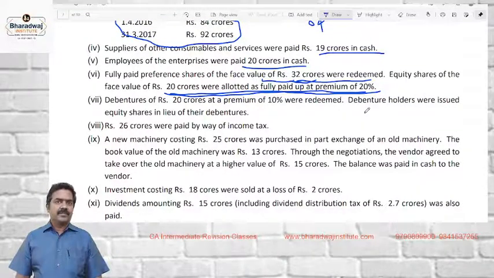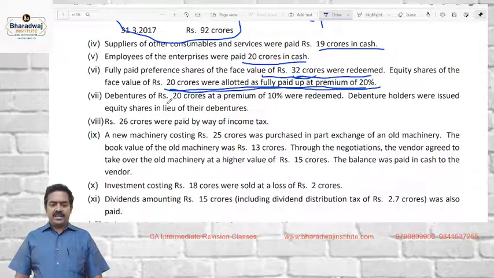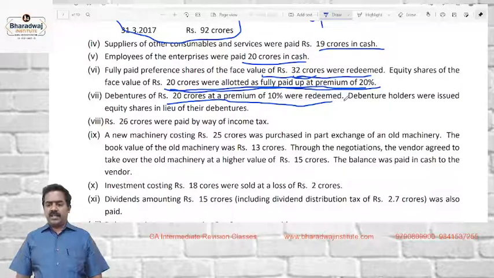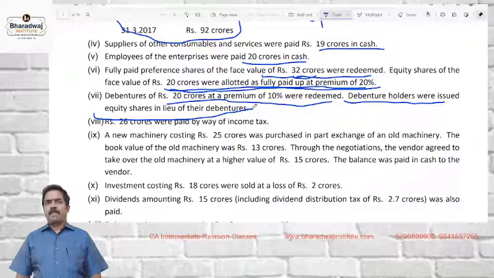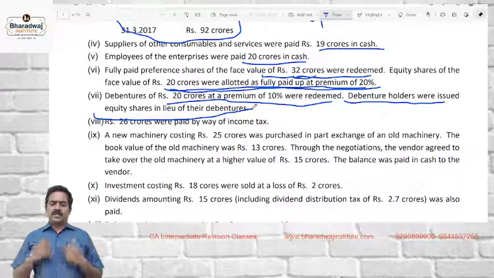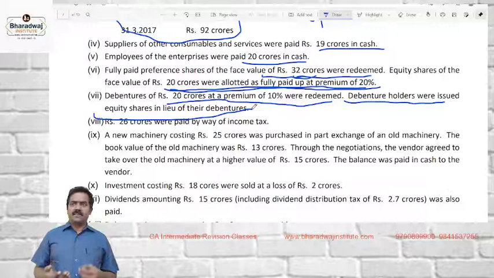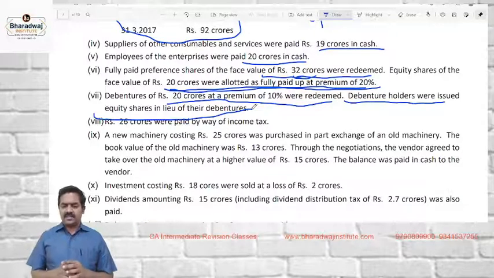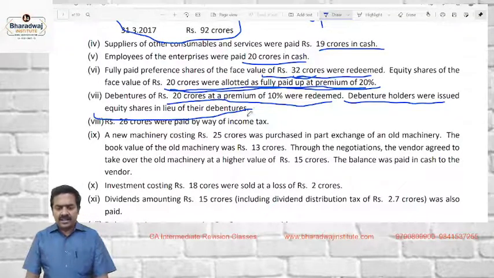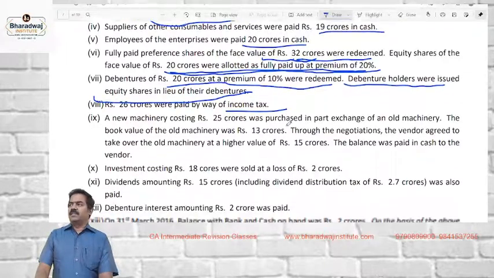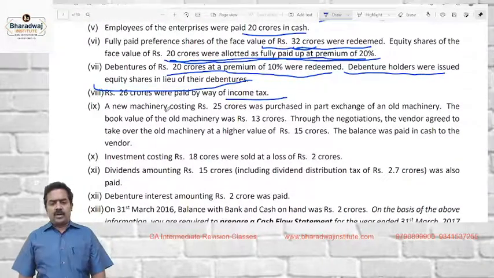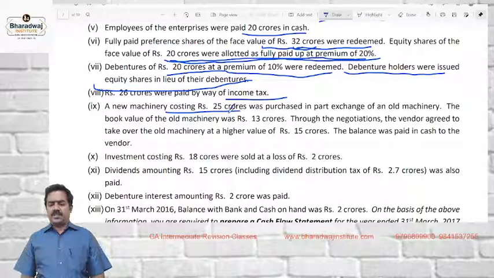Which activity? Financing activity. Then debentures of 20 crores at 10% were redeemed. Debenture holders were issued equity shares in lieu of debentures. Are you giving any cash over here? Simple. 20 plus 10%, 22 crores we have to give. We are not giving any cash. We are just giving equity shares. It will not come in which one? CFO or investment activity or financing activity. Then income tax paid. It will come in which activity? CFO.